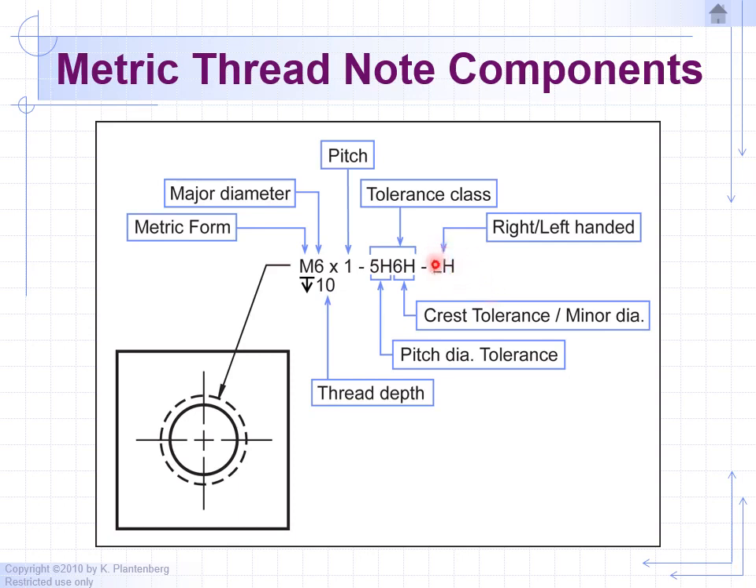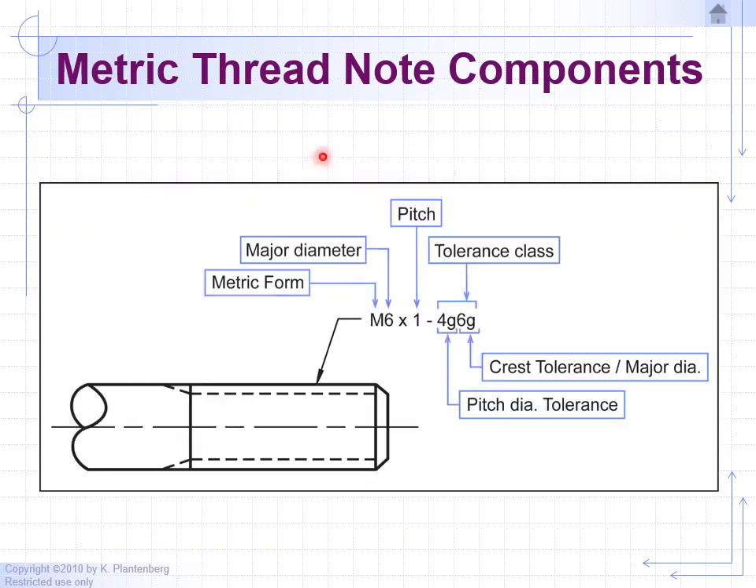And once again, we have to call out whether it's right-handed or left-handed threads. Okay, so here's an example of calling out a metric thread. Again, it's in millimeters, so M is for metric form. 6, so the diameter here is 6 millimeters. And the threads are 1 millimeter apart, and that's referred to as the pitch. And again, the 4G and 6G tells us the class of tolerance, how tight the tolerance is, on the pitch diameter, and the crest and major diameter. So these are the tolerances. You can look this up on the table in the back of your textbook.